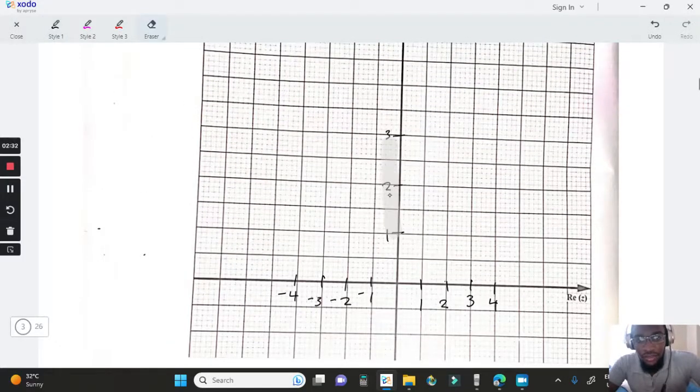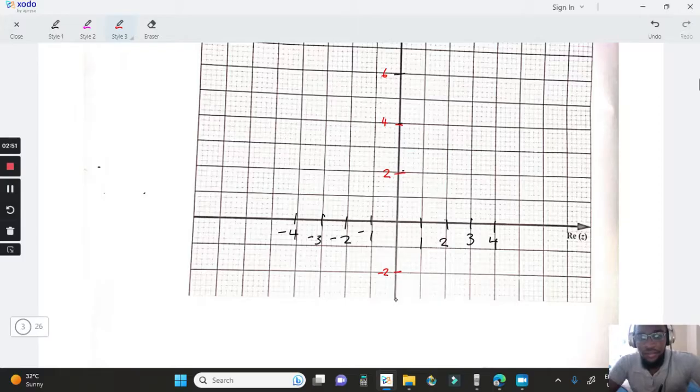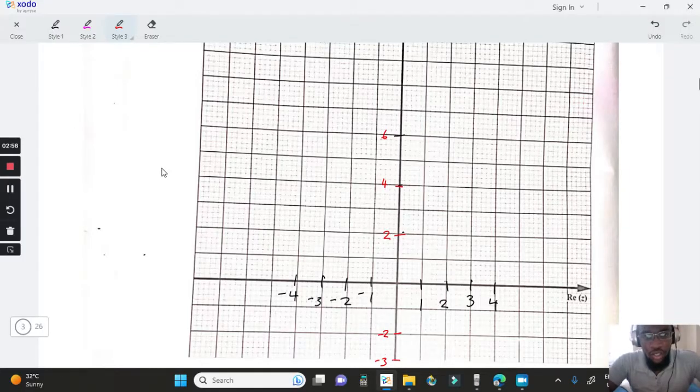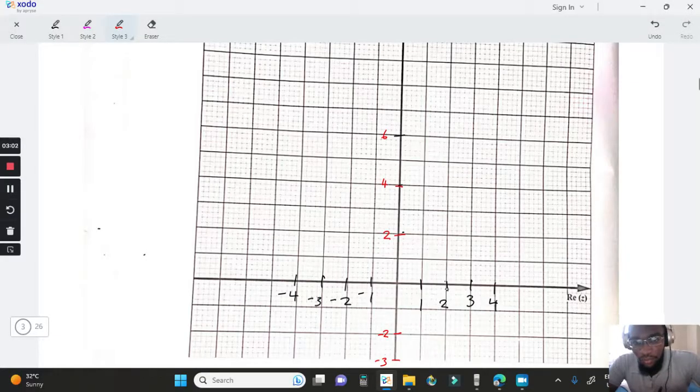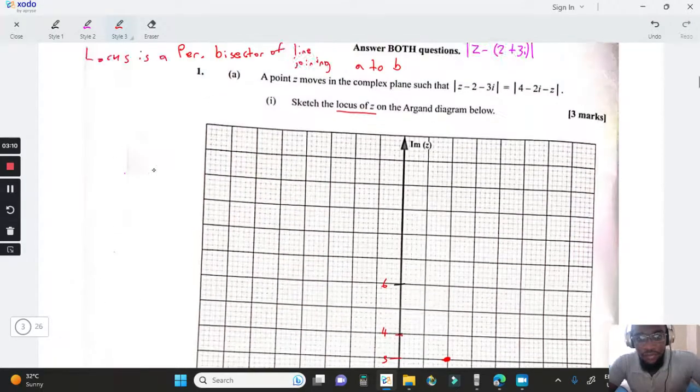So I can go 1, 2, 3. Oh, no, I can't do that. That's not what I want to do. 2, 4, 6. Because here I want to go minus 2. Yeah, this of course will be minus 3. Alright, so now remember the first point here is 2, 3. The real part is 2 and the imaginary part is 3. So this would be 3. So I'll put my point right here. And that's the first point A.